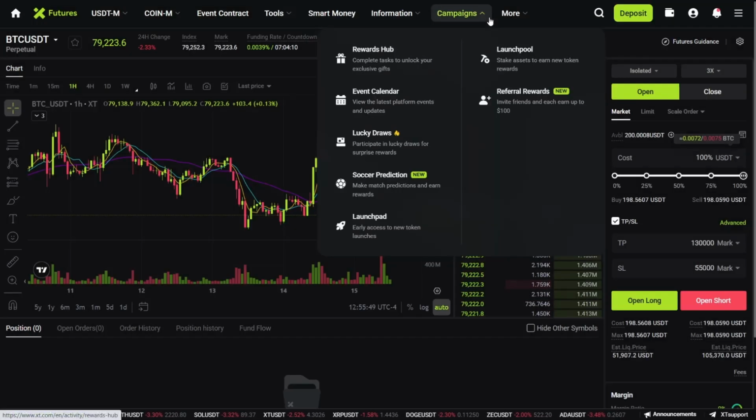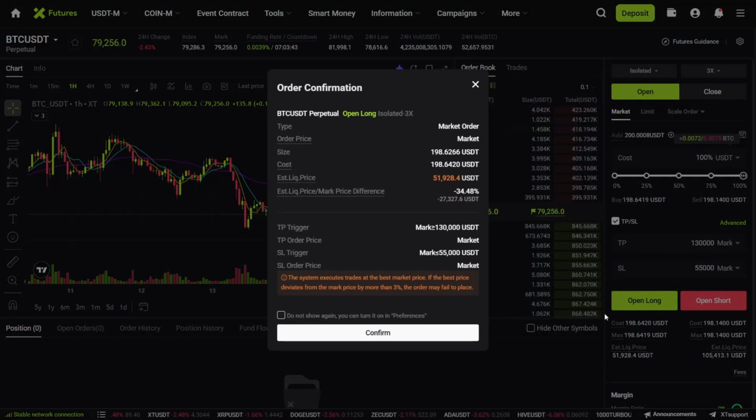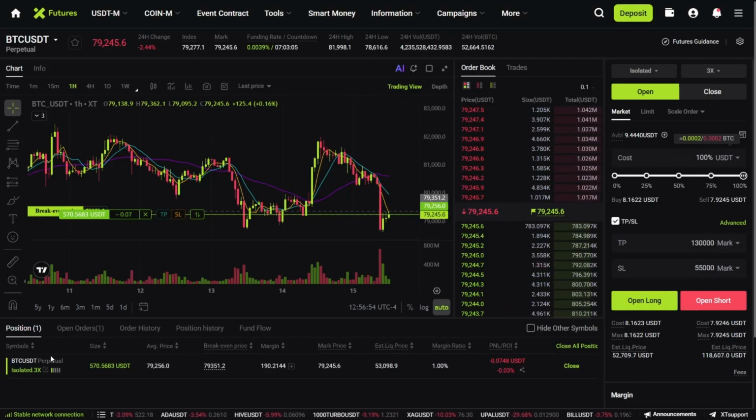We are just going to keep it simple and keep our take profit and stop loss like we had it before, and we are going to open a long on our position. We can quickly go over the details of our order, make sure everything is correct, and then we can confirm. We can see that our order was successful. And now under positions is where we can manage our open order.